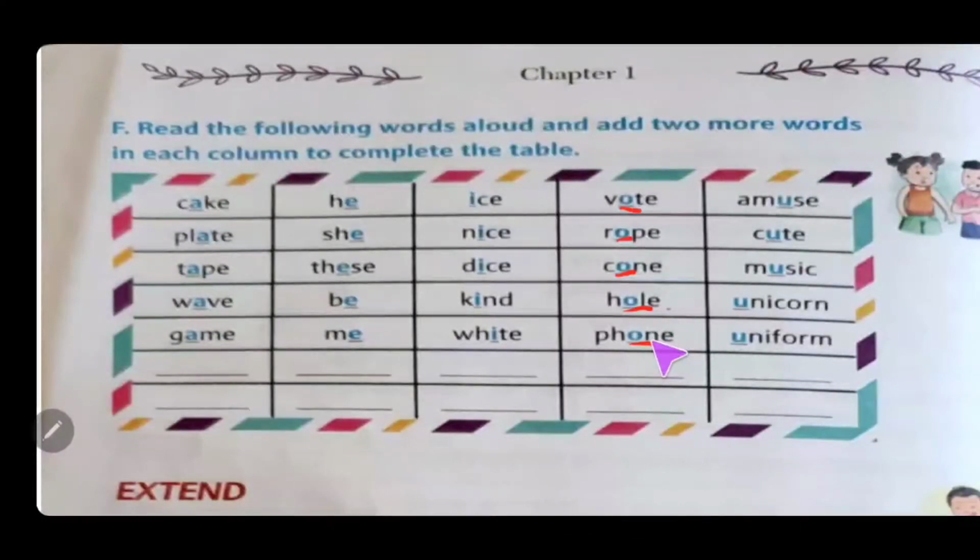So now what we have to do? We have to write two more words. So one word can be hope, and the other word can be pole. So the words are vote, rope, cone, hole, phone, hope, and pole, right?